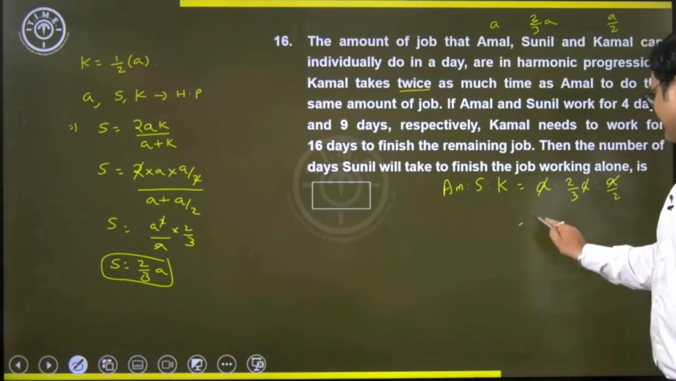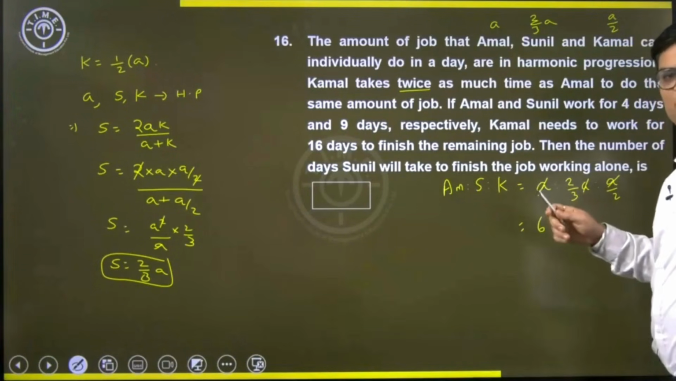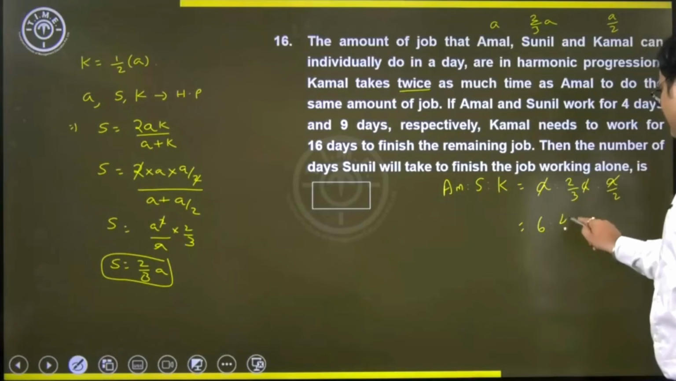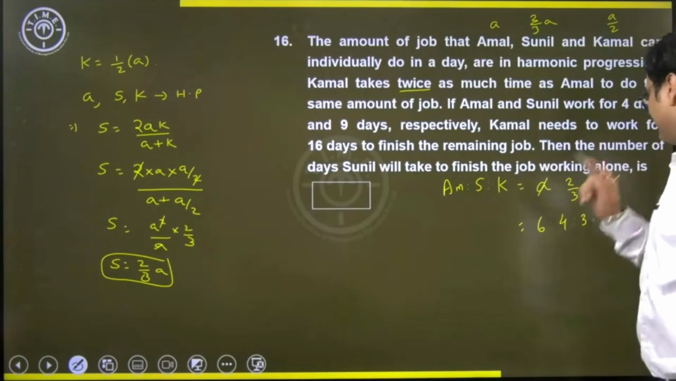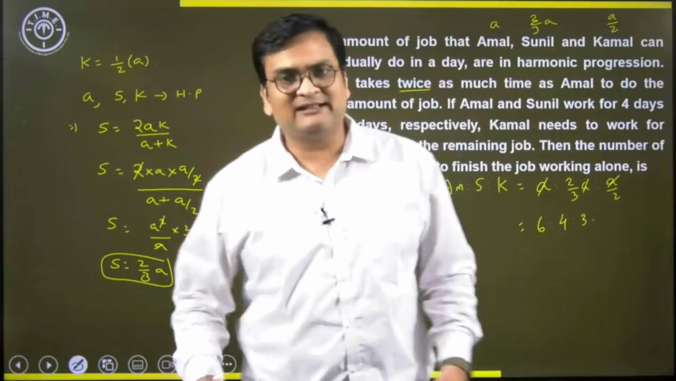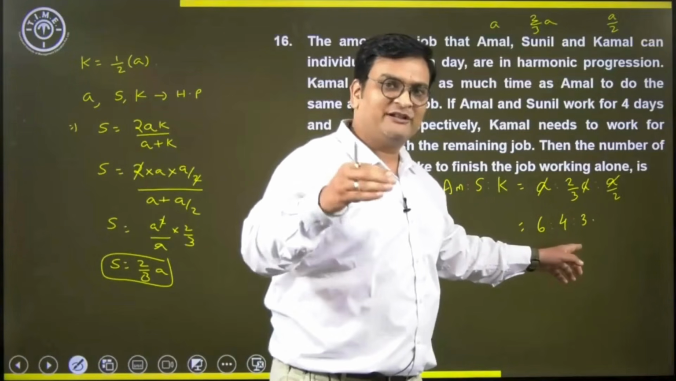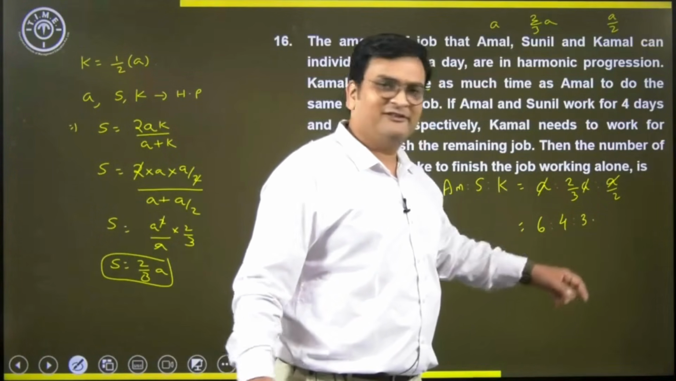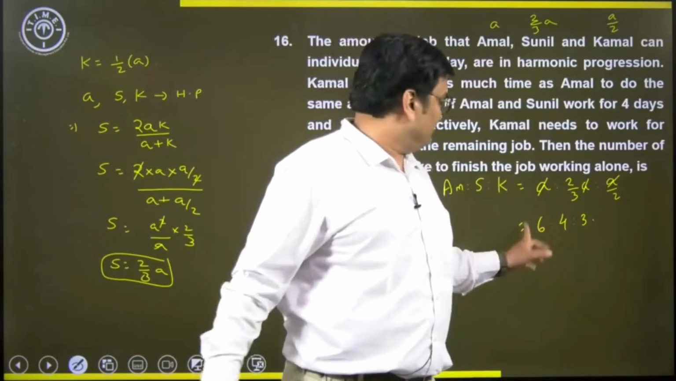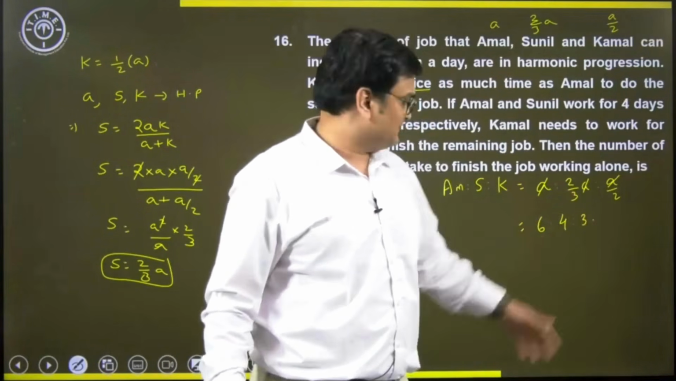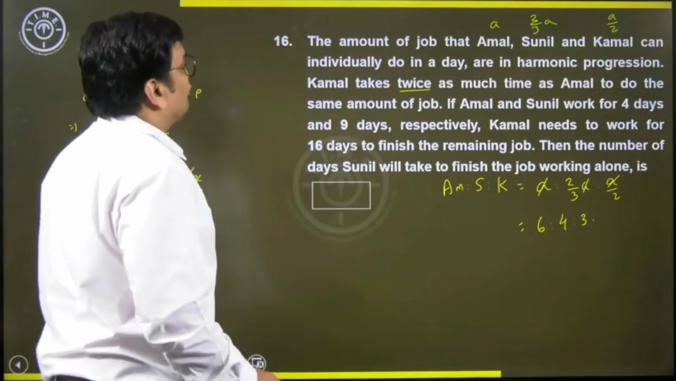So when you multiply by 6, you will get 6 into 2 by 3 will give you what? 4. 6 into 1 by 2 will give you 3. So that means if Amal does 6 units of work per day, Sunil will do 4 units of work per day and Kamal will do 3 units of work per day, and they are in HP. We can verify that. Now, what is the question now?